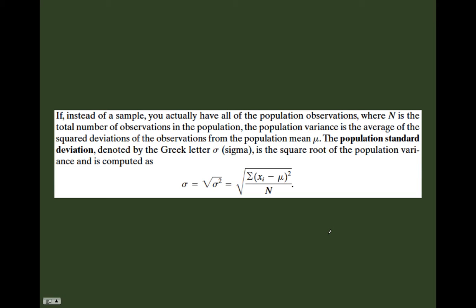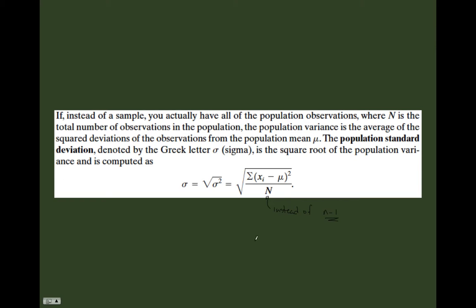So, if you actually have all the population observations, and notice we're using capital N here for population size, then the population variance is the average of the squared deviations of the observations. So what does that mean? Well, why are they saying it is the average? The reason is because there's an N here instead of the N minus 1. So that makes what's under the radical here an actual average.